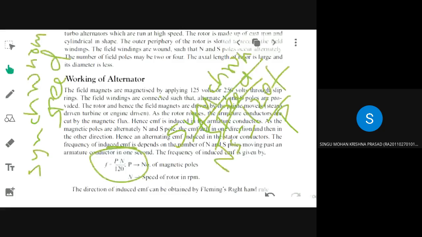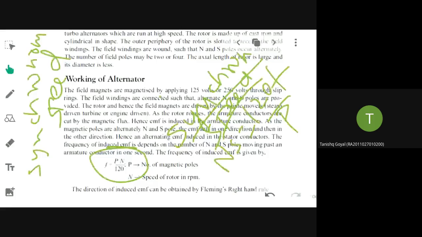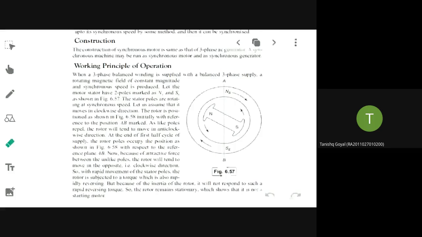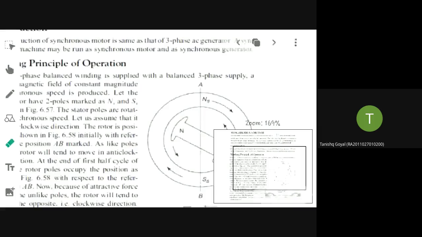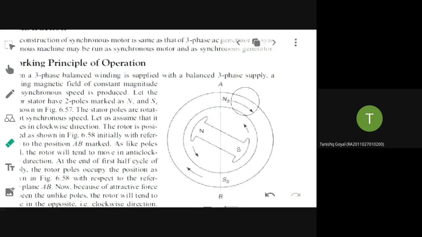What is the formula for the synchronous speed? 120 F by P. This is regarding the synchronous generator. Now, what will happen if it is operated like a synchronous motor? That comes the question. So again, you can see here, this portion is marked as NS and SS. So these are stator poles.